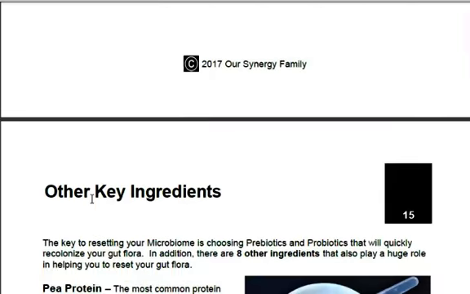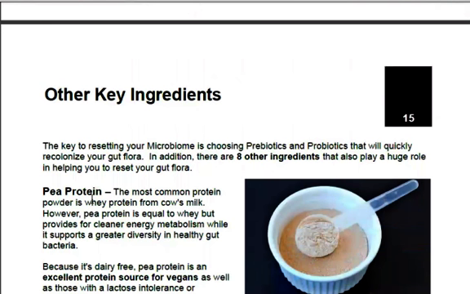Now, as we go through here, we want to highlight other key ingredients. Now, the other key ingredients are ingredients that are hugely important, that if a person decides not to use Synergy's Purify Kit, they can still go out and begin to make some significant changes in their health. But the nice thing about the key ingredients that we highlight, they're all in Synergy's Purify Kit.